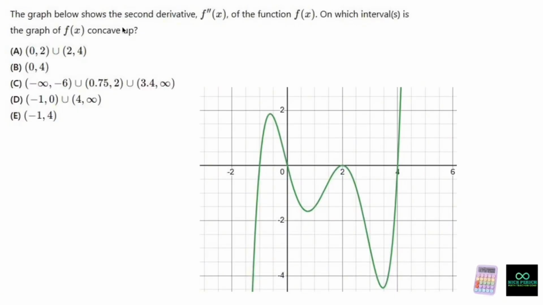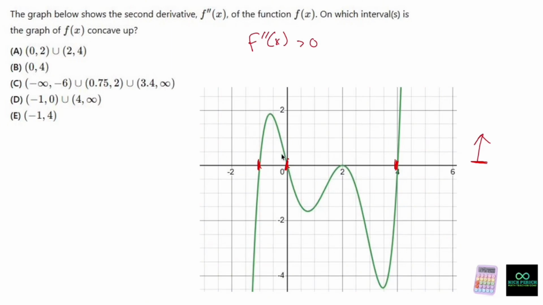The graph below shows the second derivative, f double prime of x, of the function f of x. On which interval or intervals is the graph of f of x concave up? Well, this is a calculator problem that doesn't need a calculator. If it's concave up, that means the second derivative is going to be positive. And if this is the graph of the second derivative, we care about where the second derivative is positive. In other words, everything above the x-axis, which happens between here and happens from here on forever.